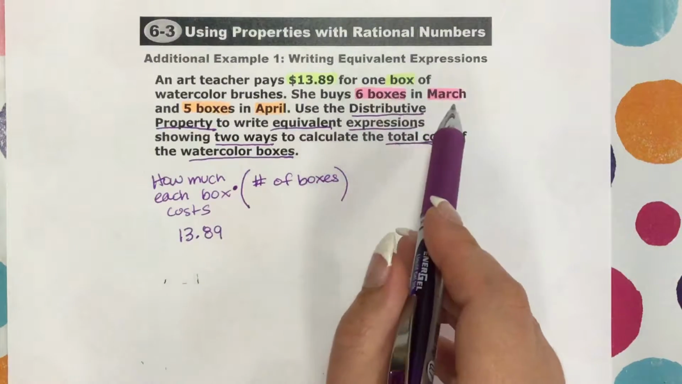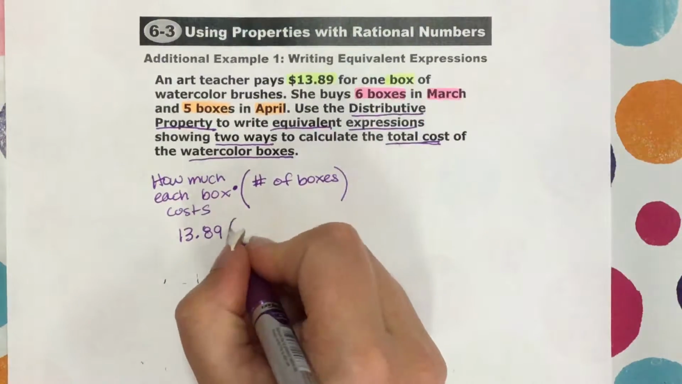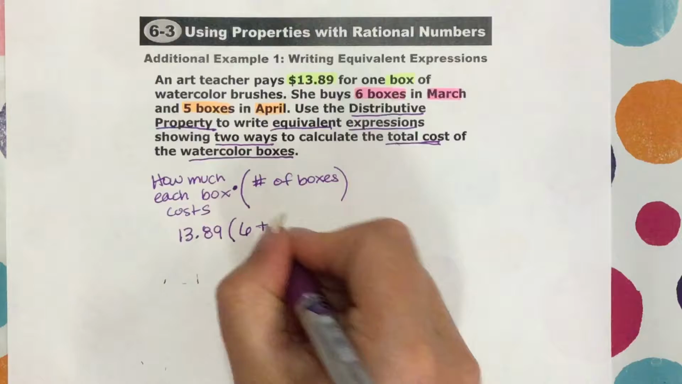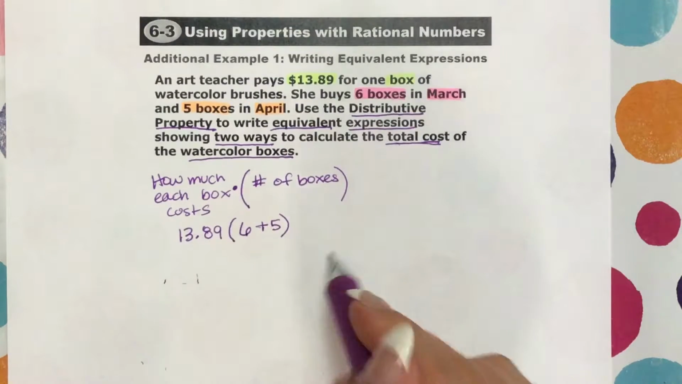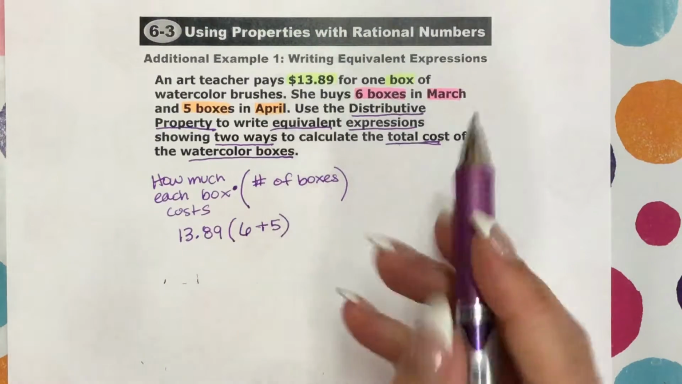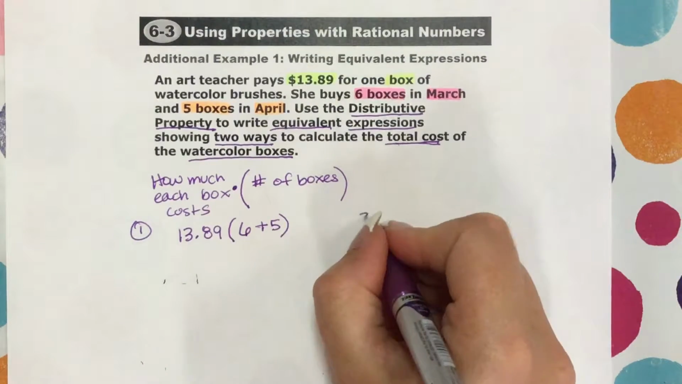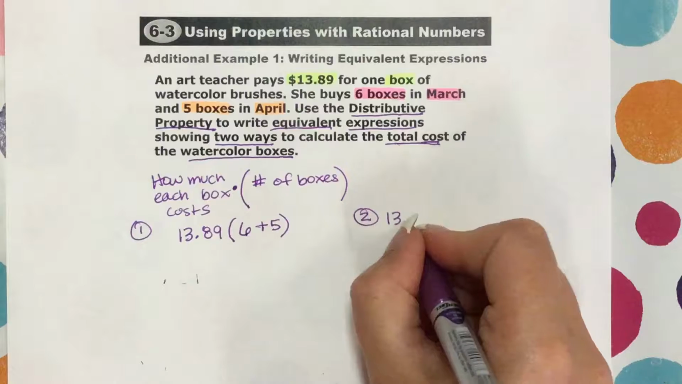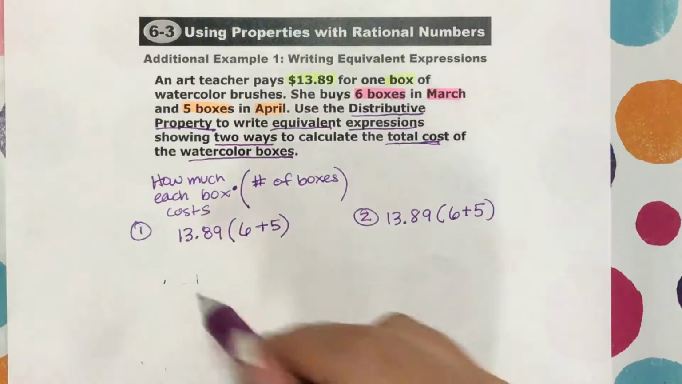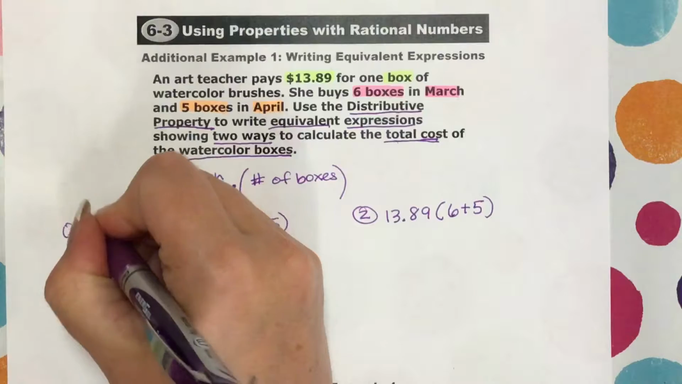Well, how many boxes did we buy? Well, in this case, we bought some boxes in March, and we also bought some boxes in April. So we bought 6 boxes in March plus 5 boxes in April. So this is an example of the number of boxes. So we can actually do this process 2 ways. The first way, so I'm going to write it down 2 times, the same thing, 13.89 times 6 plus 5. Okay? So the first way to do this problem would just be using the order of operations.